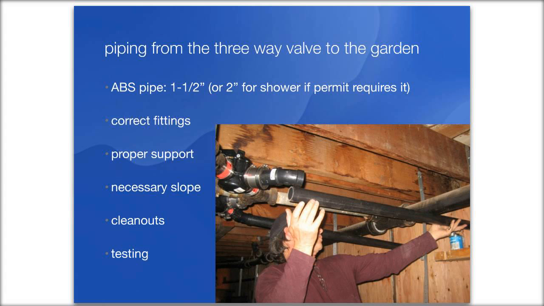Now we're ready. We've got the valve in. We've learned all about the different fittings and ways to connect it, and we got the right pipe. And so now we're doing real plumbing. We're running new piping out to the garden. Typically it's going to be either 1.5 or 2-inch ABS. If you're getting a permit and it's for a shower or a tub, it will need to be 2-inch because that's the minimum size for a horizontal drain for a tub and shower. So we're going to talk about the fittings that you'll be using, how to support the pipe, the slope, having cleanouts, and then testing.